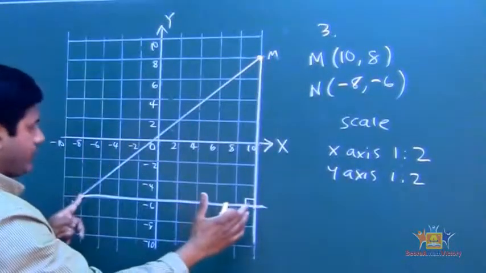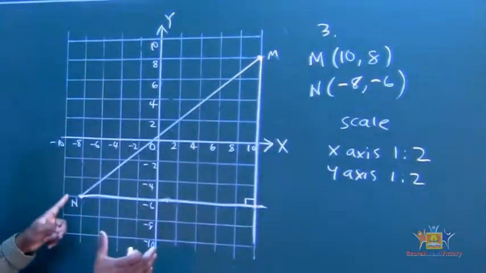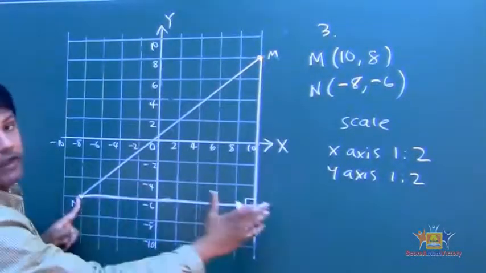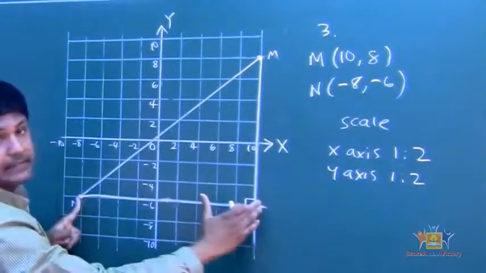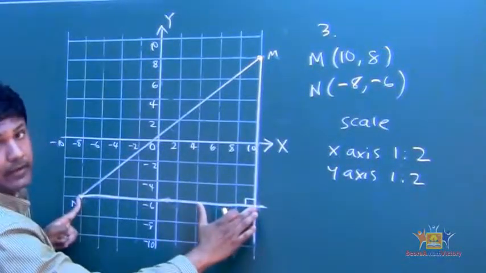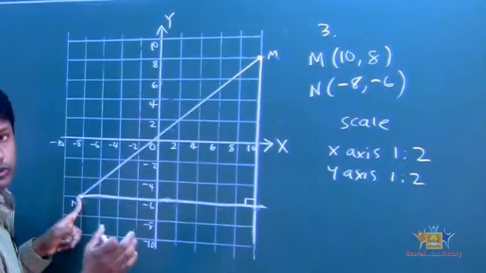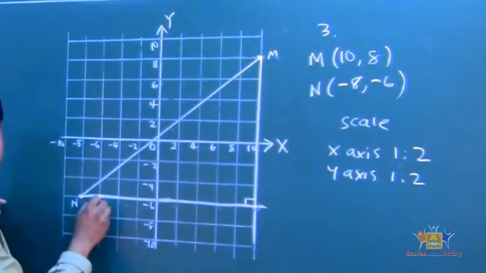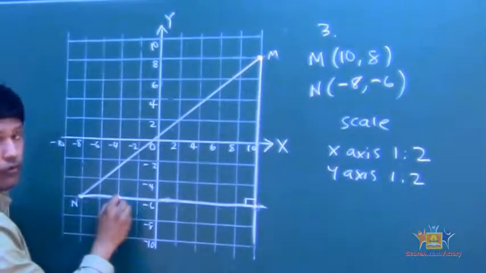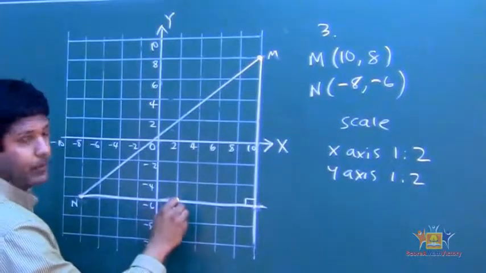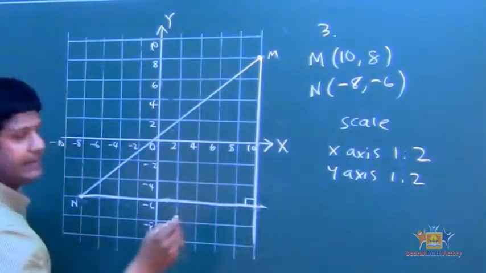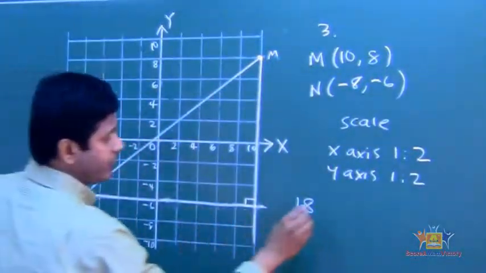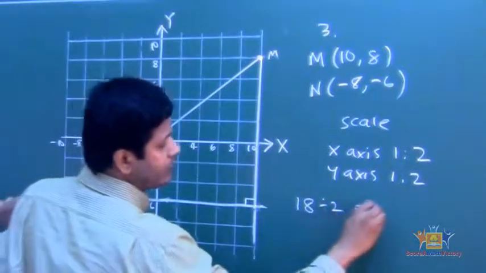Let's start with the horizontal. Now we want to find the midpoint from M to the point of intercept. So how do we find the midpoint? We take the distance from M to this point of intercept, and then we divide that by 2. Let's find the distance. Each segment represents 2 units. So 2, 4, 6, 8, 10, 12, 14, 16, 18. So it came to 18. We divide that by 2 to give equal distance. 18 divided by 2 is 9.